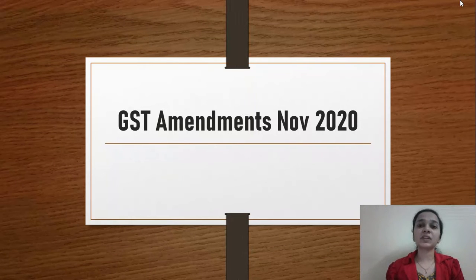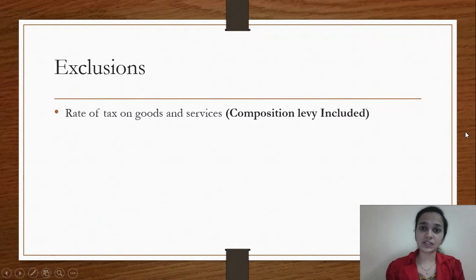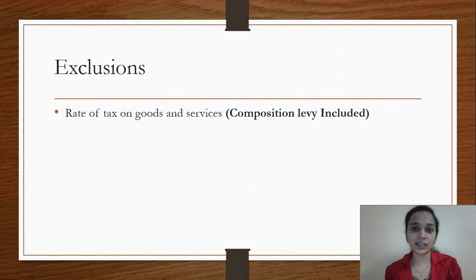So talking about the exclusions which are there, the first and foremost exclusion is about the rate of goods and services. The rate of goods and services are excluded from your syllabus, but you will have to remember the rates which have been prescribed under the composition levy. So the general normal rates of goods and services are excluded, but the rates which have been prescribed under the composition levy are very much a part of your syllabus.